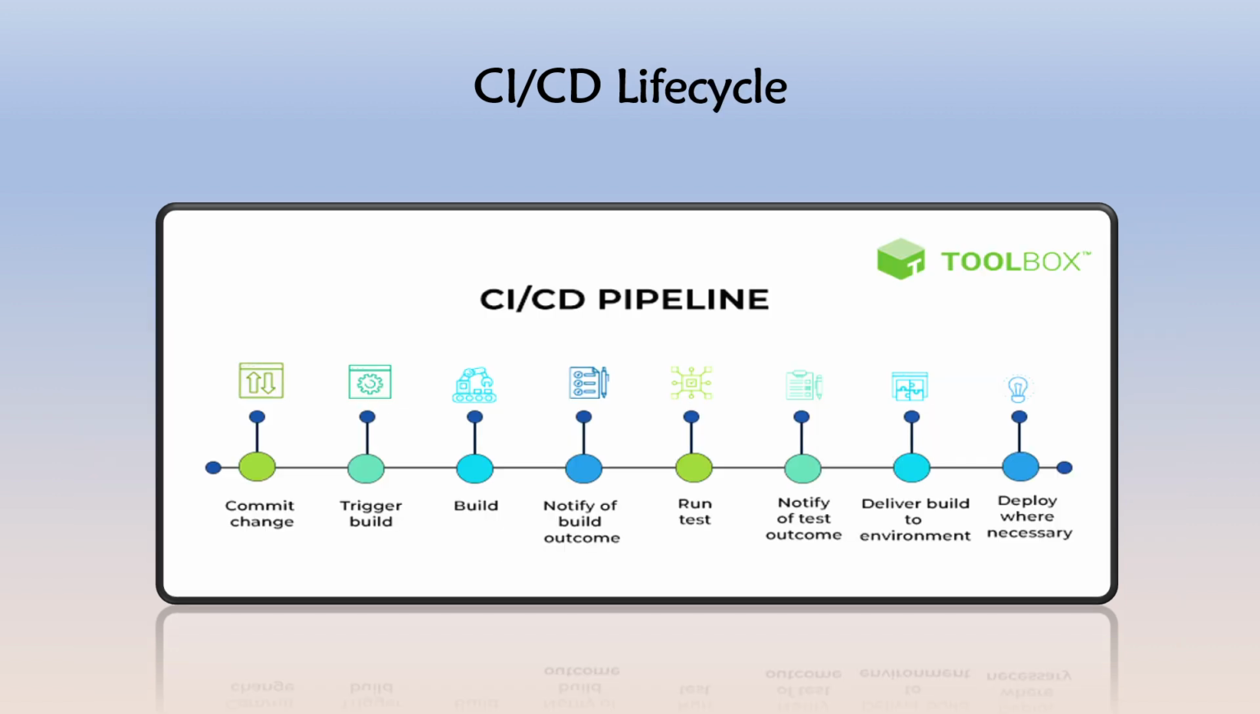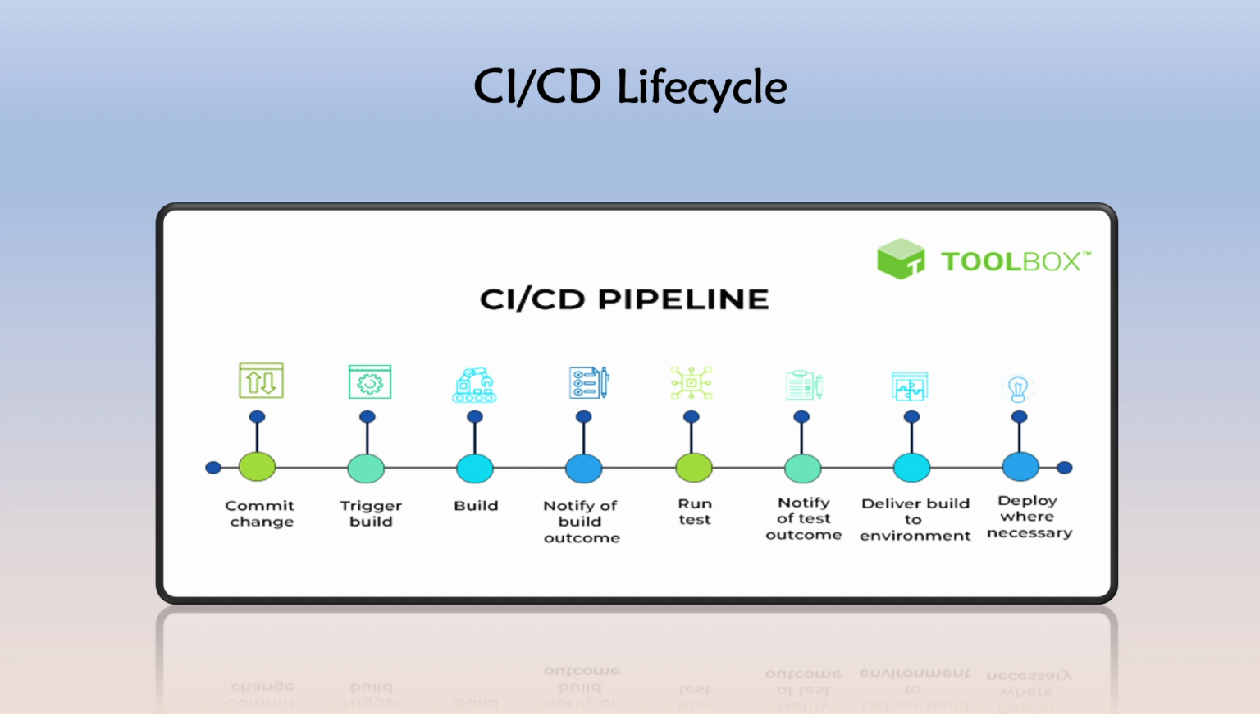So the next is the life cycle. This is the life cycle of a CI/CD pipeline. The first one is commit change. This is the first step, where developers make changes to the code base and commit these changes to a version control system like Git. This could include feature additions, bug fixes, or improvements. Next one is trigger build. Once a change is committed, the CI/CD system automatically triggers a build tool like Jenkins, which will detect the commit and start the build process. This reduces manual effort and ensures immediate feedback.